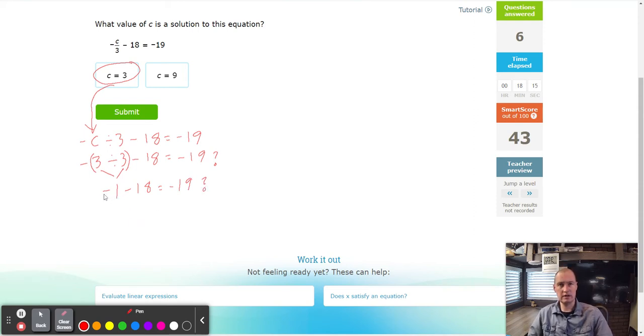Now, this is where it can get kind of confusing. We got negative 1 minus 18. First of all, a negative and a minus are the same thing. It just means number below 0. So you could say negative 1, negative 18. You could say minus 1, minus 18. Minus negative, it's just all negative.